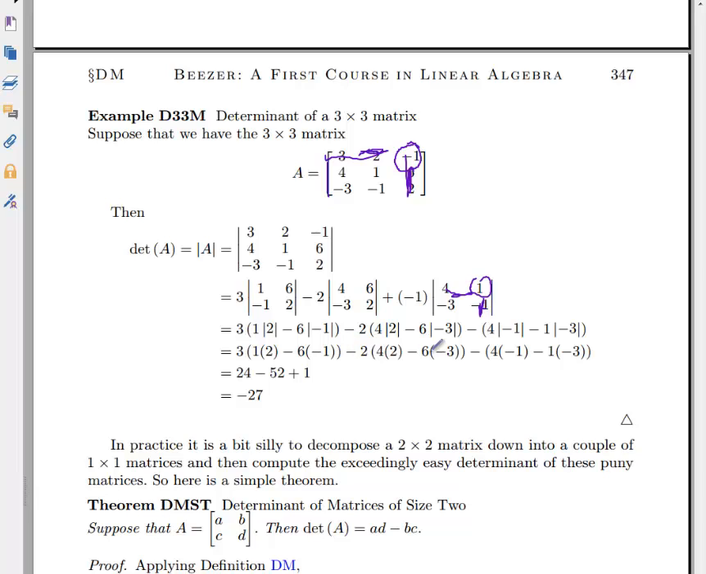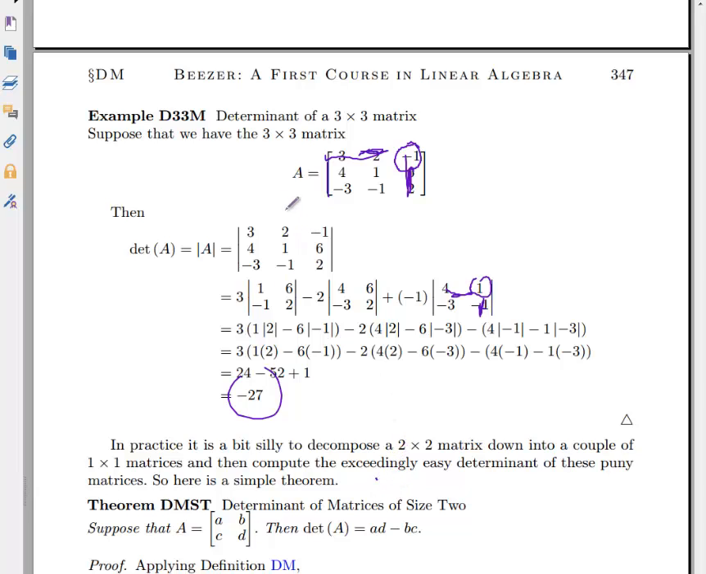So now you just have to work out all of this algebra. Make sure you work from inside out. You do the products first. So this is 2 plus 6, that's 8. 3 times 8 is 24. Then here we have 8 plus 18 is 26. Times 2 is 52. So that gives me -52. And then here I have 4 times -4 plus 3 is -1, times -1 is 1. So you get this and you get -27.